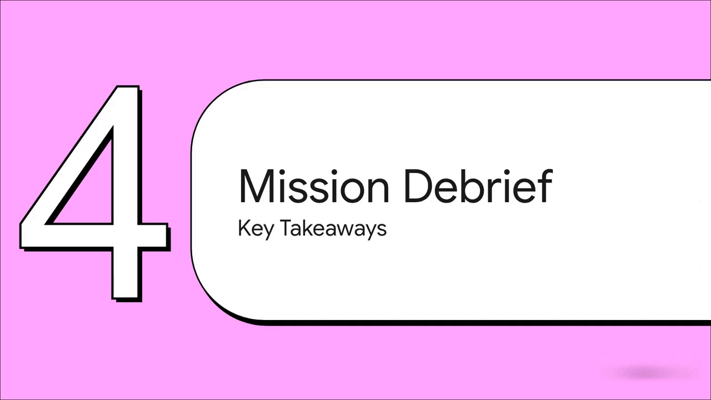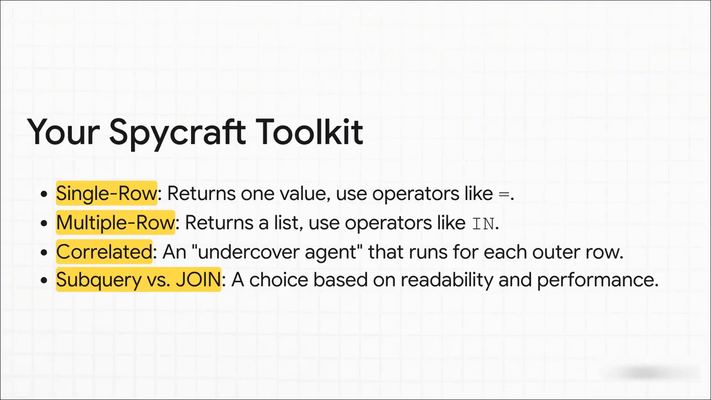All right, that was a whirlwind tour of SQL Spycraft. Let's do a quick mission debrief and lock down the key takeaways. So, think about the tools you have now. You've got your single-row subqueries, perfect for when you need just one specific fact. You've got your multiple-row subqueries for when you need to check something against a whole list. Then there's the heavy hitter, the correlated subquery, your undercover agent for those really complex row-by-row jobs. And maybe most importantly, you now have a framework for deciding between a subquery and a join based on that trade-off between readability, performance, and what you actually need in your results.